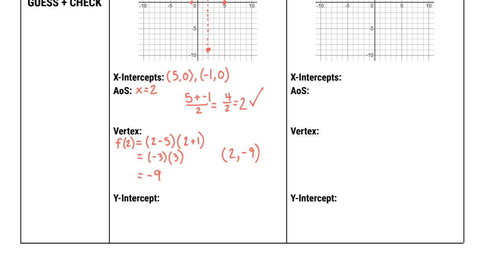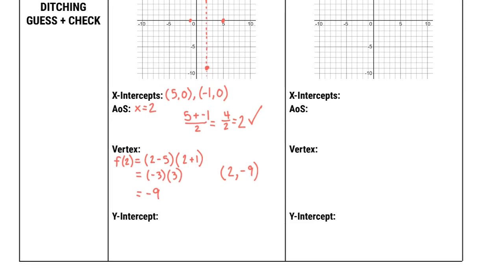Now, looking for my y-intercept, we know that we're just going to plug in 0 into the function. So we're just going to do the function at 0. That's going to be 0 minus 5, just plugging 0 in for x now. And we'll find negative 5 and 1. And so your answer will be negative 5. So this will be 0, negative 5. And let's put that y-intercept on there too.